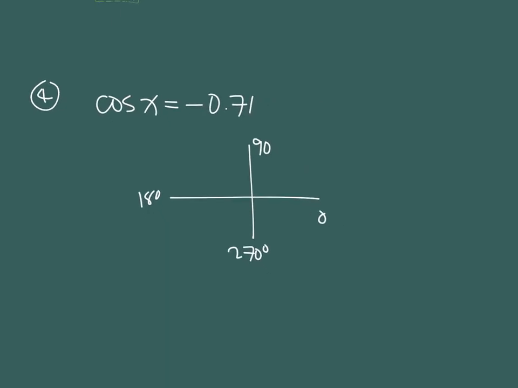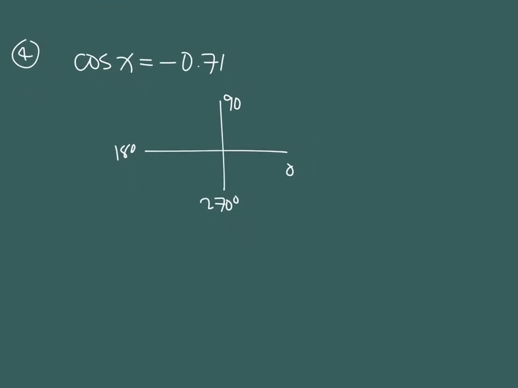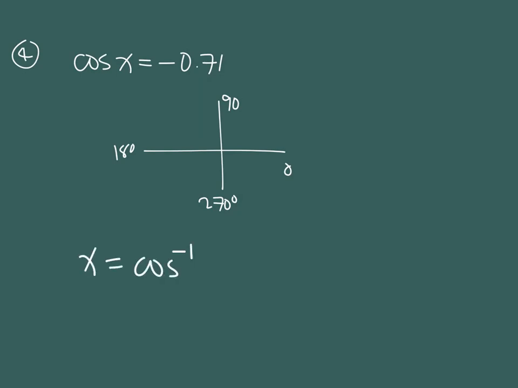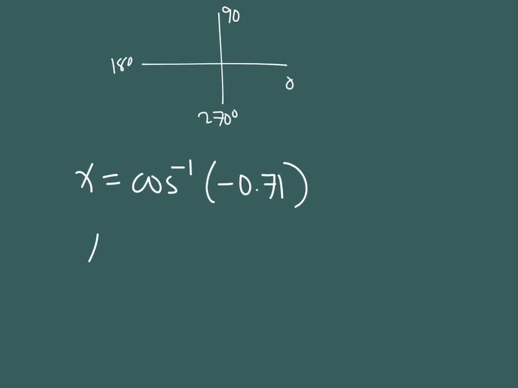So when you encounter an equation like this, what you need to do is to use the inverse functions. Okay, so cosine inverse of negative 0.71. Can you do that? 135.24 degrees. Let's limit it to 2 decimal places. Just make sure that your calculator is set to degrees.